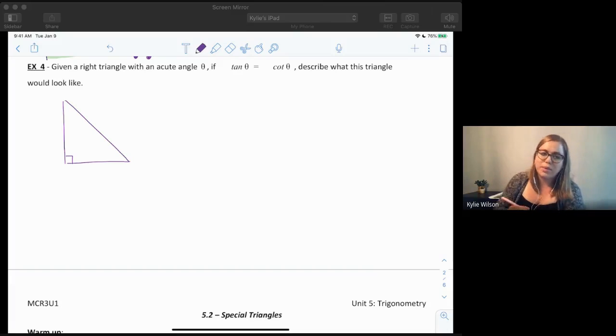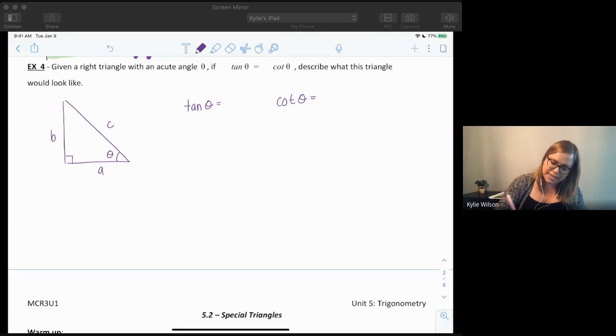And we know that we have an acute angle theta. So I'm just going to start by labeling my sides with A, B, and C. It doesn't matter what letters you use. I'm just using these letters because we usually use them in the Pythagorean theorem, so they'll be nice and familiar for you. So now let's figure out what tan theta and cotangent theta are equal to.